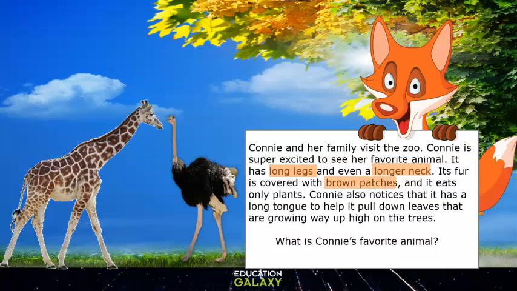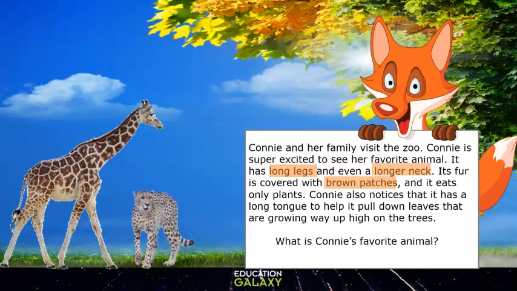But the next clue tells us that it has brown patches on its fur. Well, the ostrich doesn't have fur, it has feathers because it's a bird. So the ostrich goes away and pops up the cheetah. The cheetah has long legs and brown patches on its fur, but it doesn't have a long neck. Another clue from the story is that this animal eats only plants. And the cheetah is a meat eater, so the cheetah also runs away.